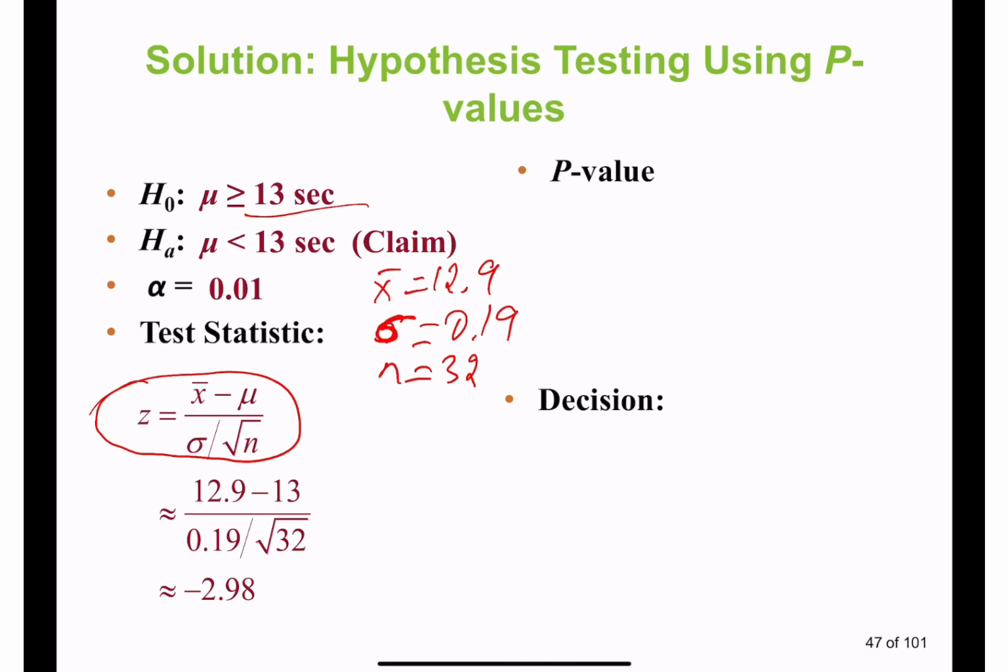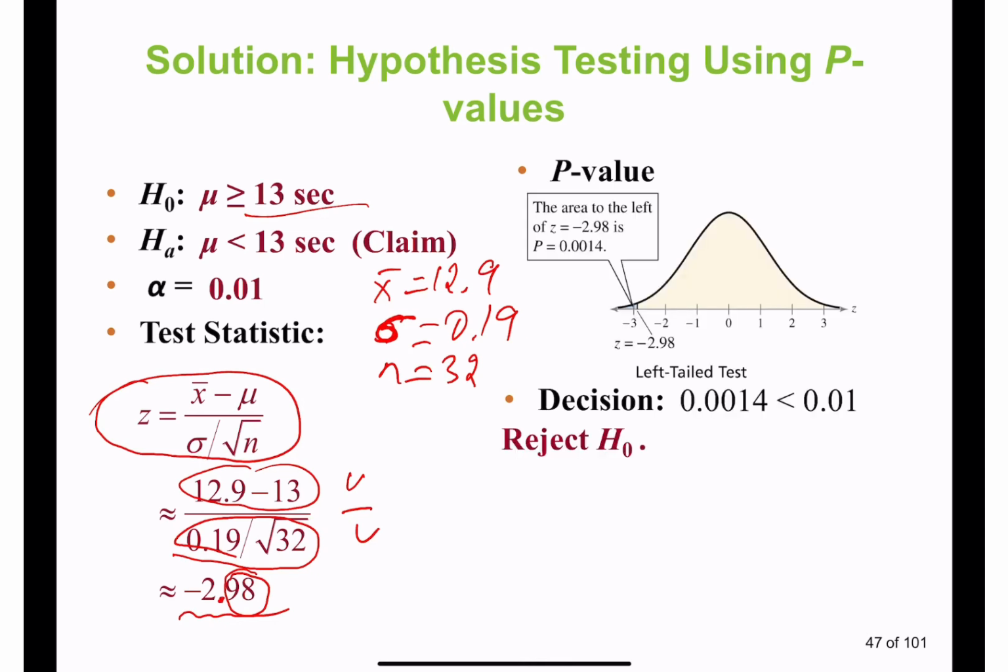What's the order? First, do whatever is in the denominator: divide 0.19 by the square root of 32, then subtract on the top, and then divide top by bottom. You should get approximately negative 2.98. Why do we approximate? Because a z-score has only 2 decimal places. So if you look up z-score equal negative 2.98, the probability is going to be 0.0014.